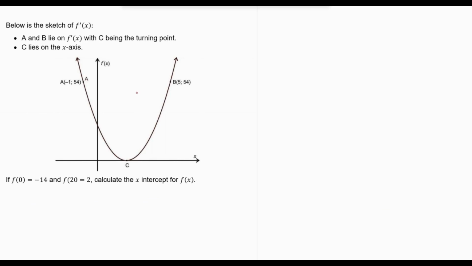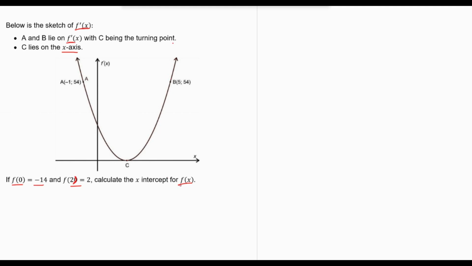Welcome back. Let's do question 12. Below is the sketch of the graph of the derivative of f of x. A and B lie on the derivative of f of x, with C being the turning point. C lies on the x-axis. Then if f of 0 is equal to -14 and f of 2 is equal to 2, calculate the x-intercept of f of x. Right, this is the graph of the derivative of f of x.